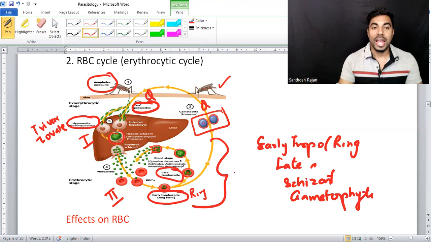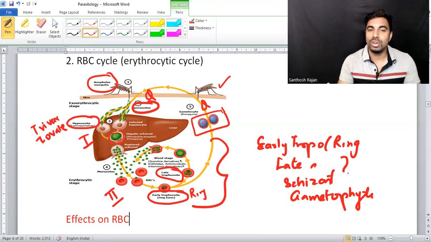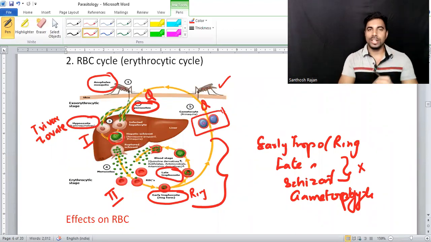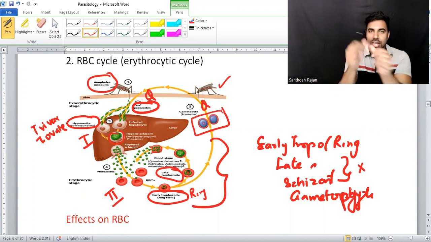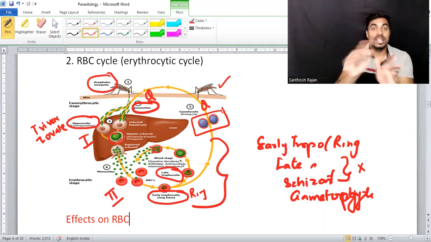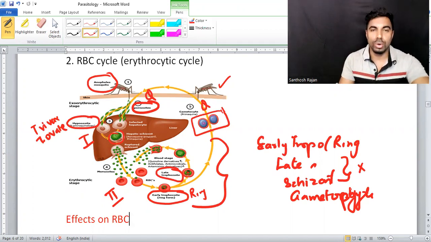Okay, remember, especially in falciparum, you will not see the late trophozoite and schizont. You will see only the early trophozoite stage or the gametocyte. Okay, this is gametocyte, not gametophyte. You will see only the gametocyte or the early trophozoite in falciparum, because most of the late trophozoites get stuck in the capillaries and do not come into the blood.